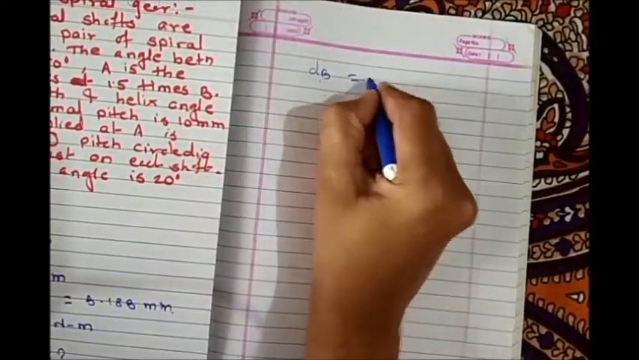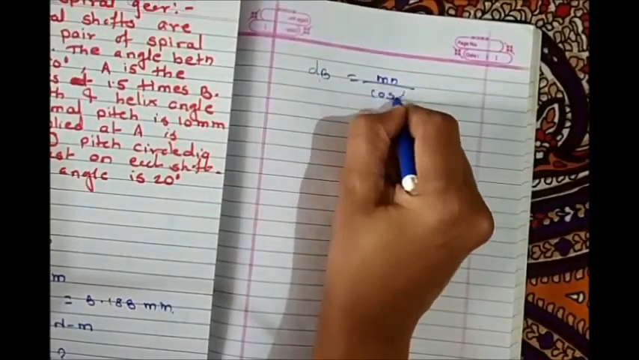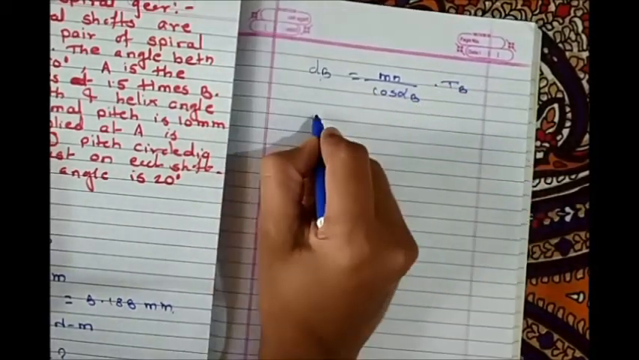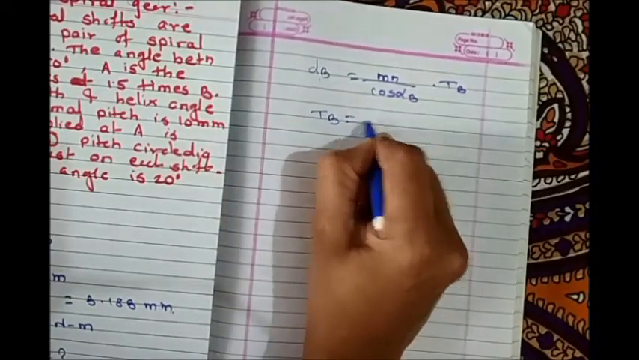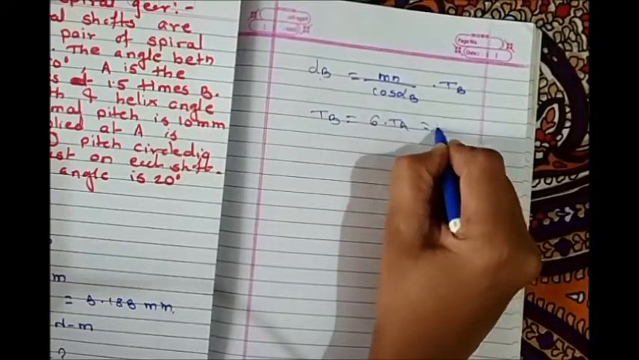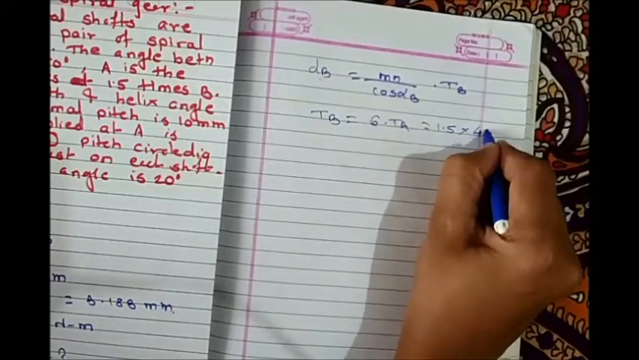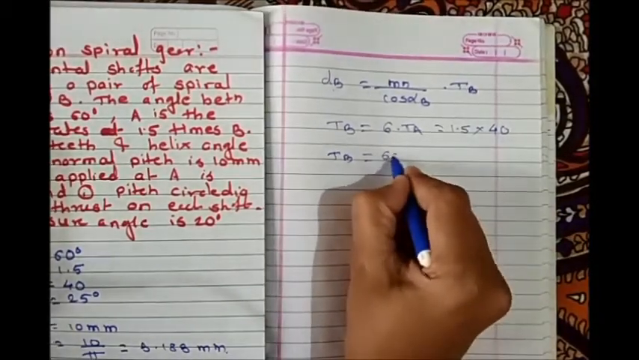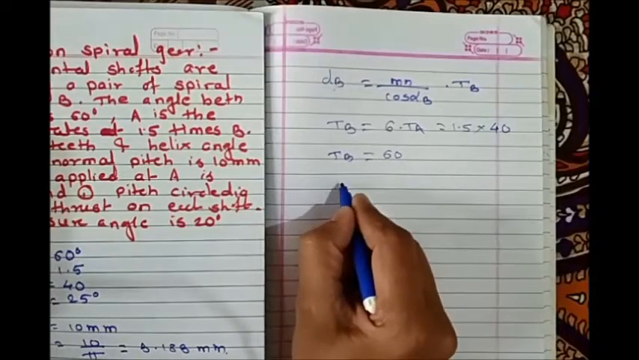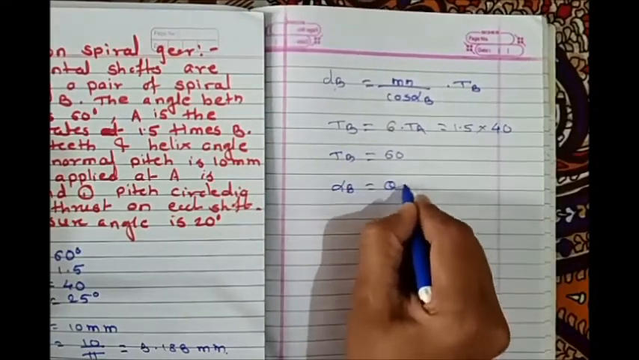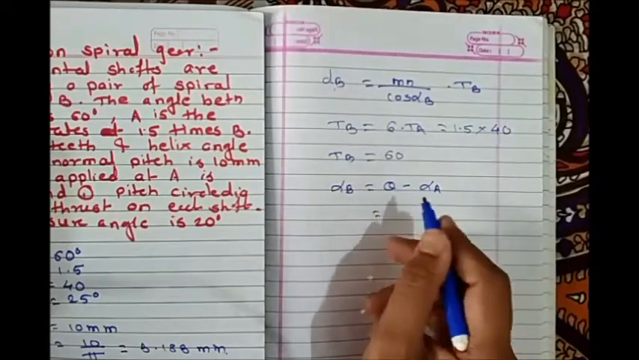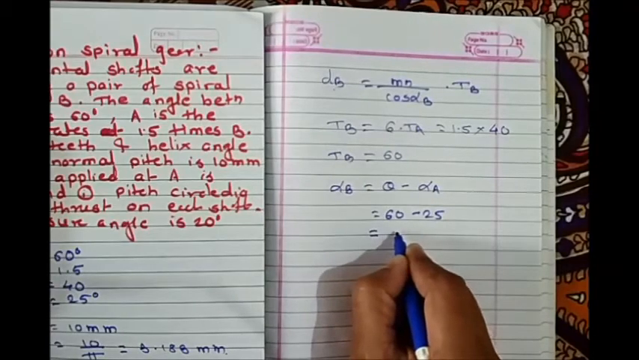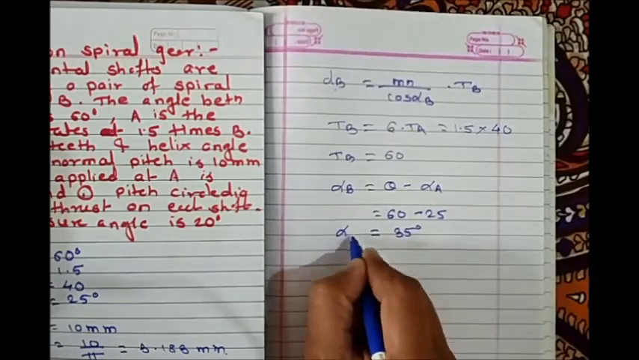Now to calculate dB, let's use mn divided by cos of alpha B into TB. But before that we require TB and alpha B. TB is equal to G into TA. The gear ratio is 1.5 and TA is 40, so we get TB equal to 60. Now let's calculate alpha B. Alpha B is equal to theta minus alpha A. Theta is 60 minus alpha A, 25, so alpha B is equal to 35 degrees.